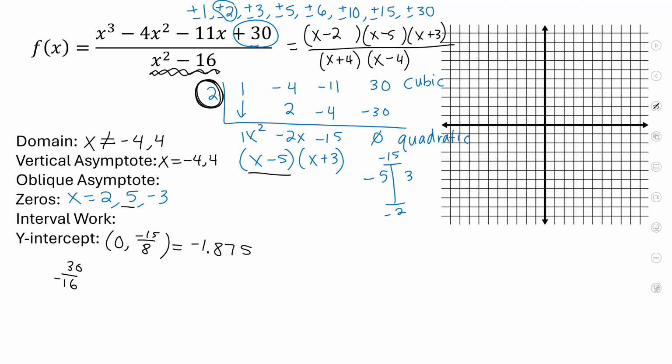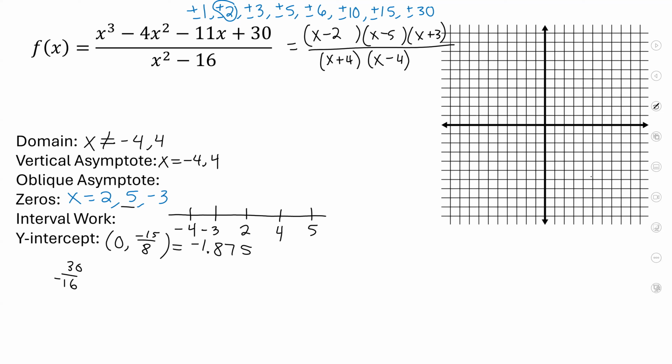Okay, so let's talk about the interval work. We're going to go to oblique asymptote, but we're going to do the interval work. We're going to have our vertical asymptote, so -4 and 4, and then our zeros, -3, 2, and 5. I'm going to pause here and have you guys tell me what the interval will be. All right, I'll give you guys a hint to start you off. We want to test a number less than -4. So what do you guys want to plug in? -5.